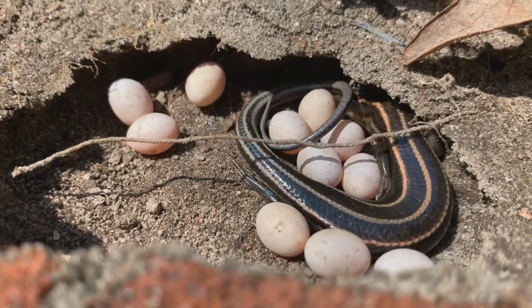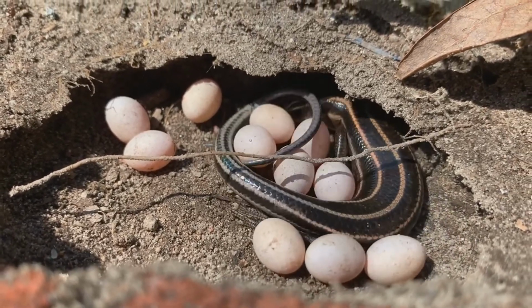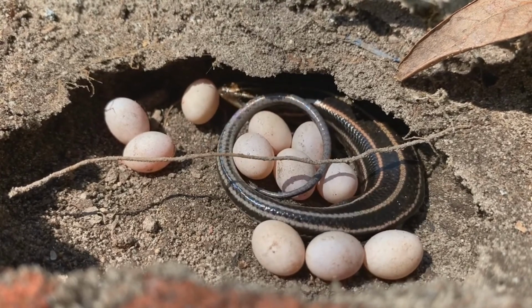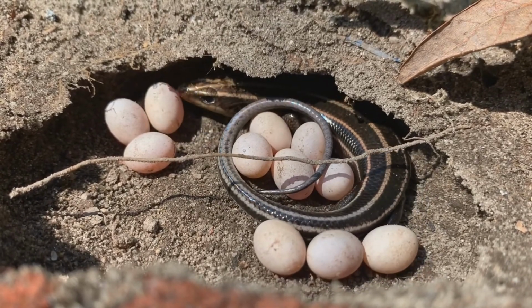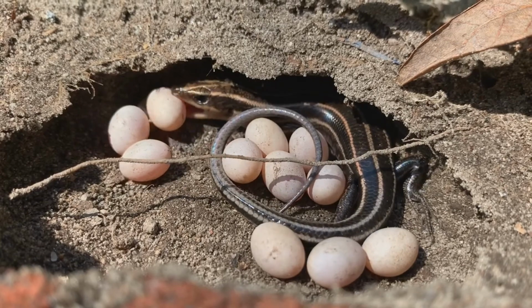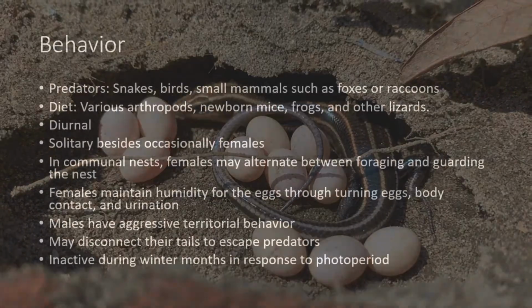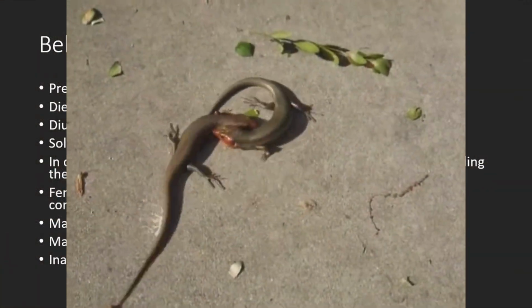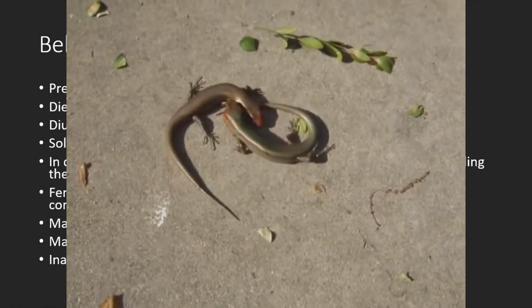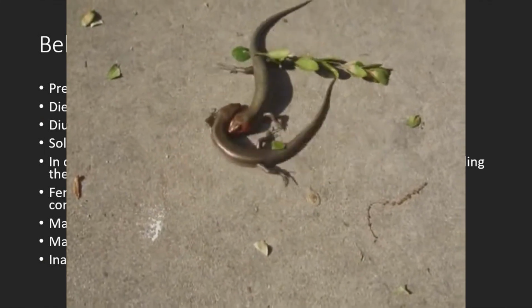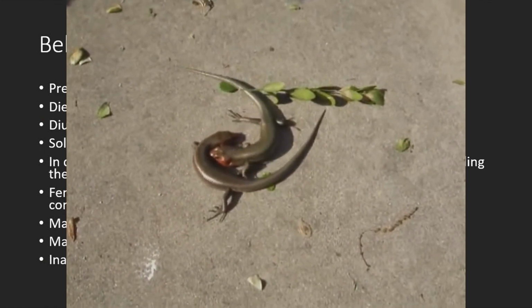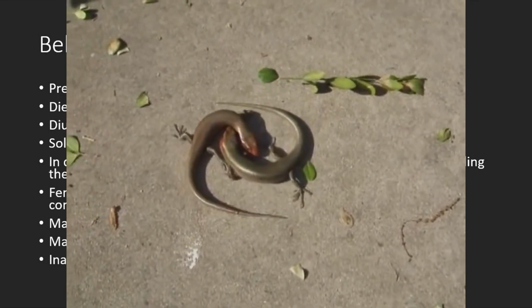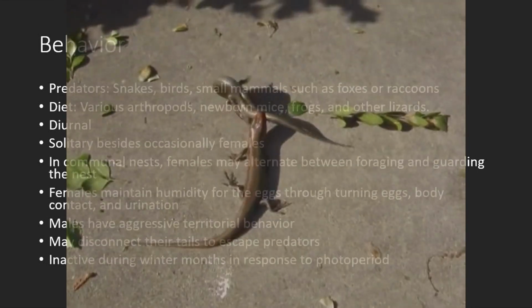Females maintain humidity within these nests by turning eggs through body contact and urination to increase moisture of the nest. Furthermore, maternal body contact may also transfer heat gathered from basking to the eggs. Males have aggressive territorial behavior toward other adult males. They can identify species, sex, and age through chemosensory means, as well as visual means such as spotting the red head of males or blue tails of juveniles.